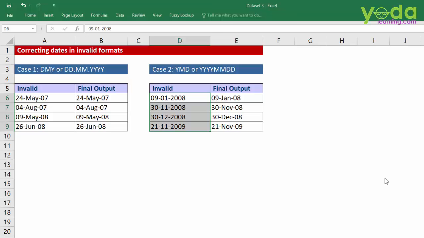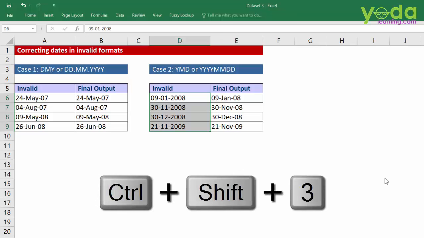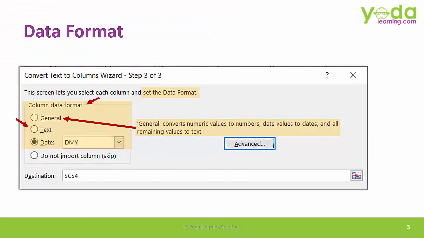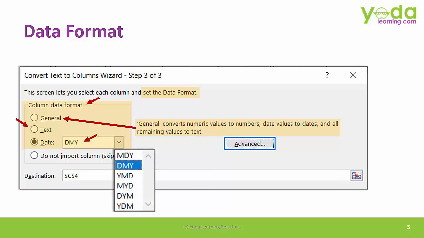Now if you remember from the previous minute, I should be pressing a shortcut key called Ctrl Shift. Yes, you're right. It's Ctrl Shift 3. So friends, we saw text to column is not just used to split the data, but also to correct the formats of date or number stored as text.